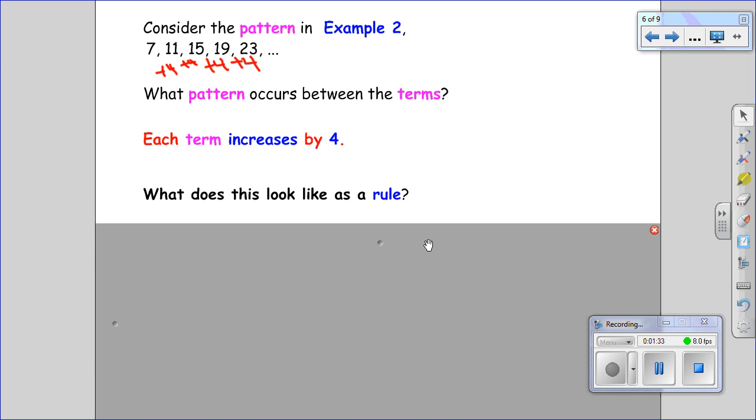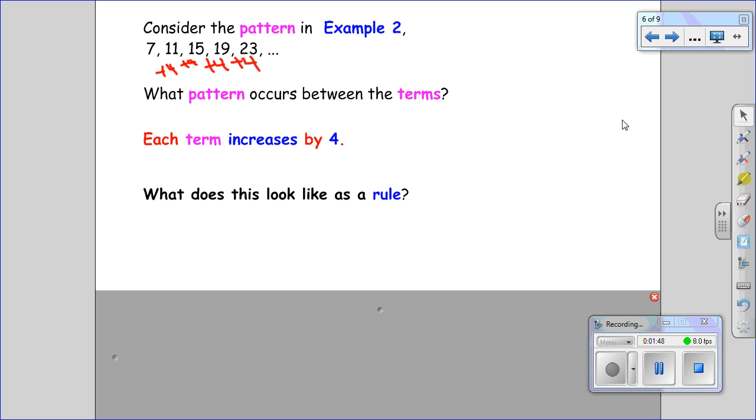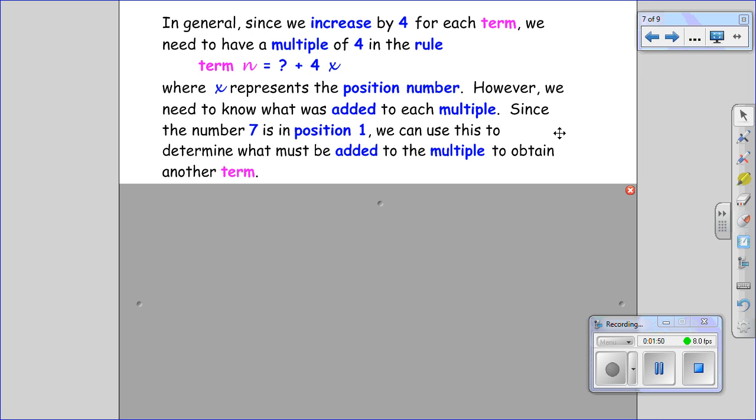So what does this look like as a rule? Really, if we look at it, we've got an increase of 4 every time. So here we added 4 once, here we added 4 twice, added 4 3 times, added 4 4 times, and so on. So where do we go from here?